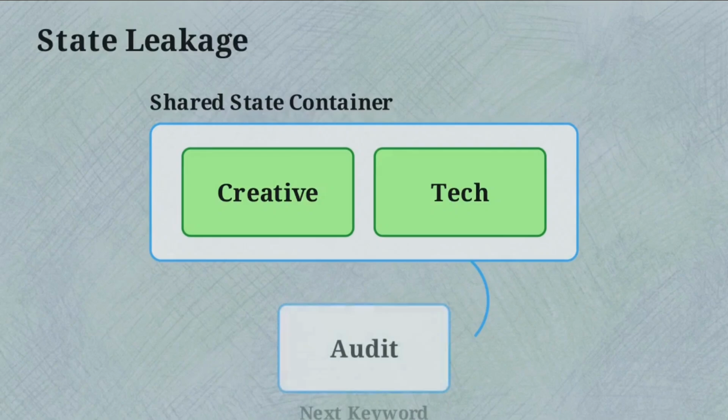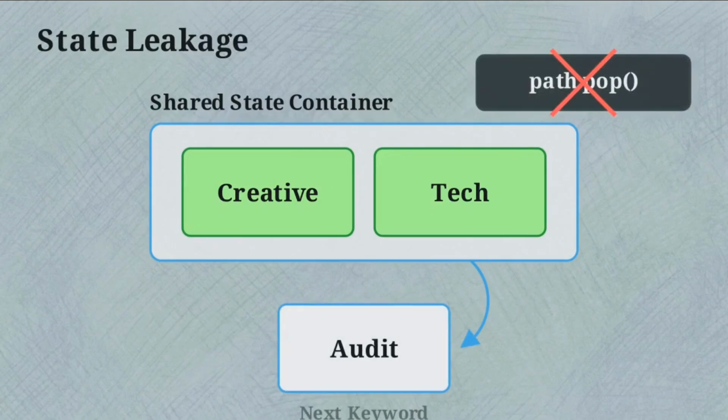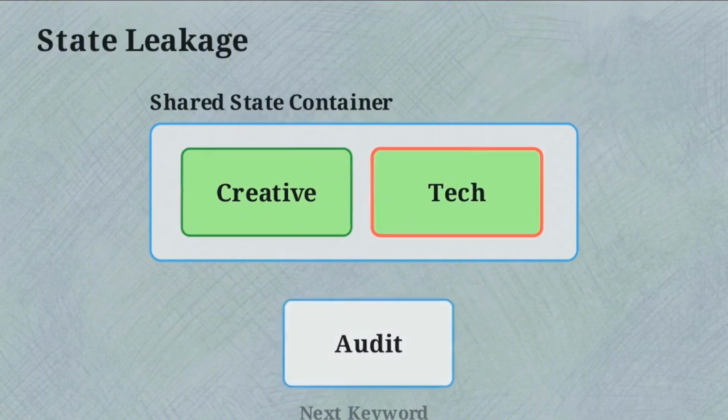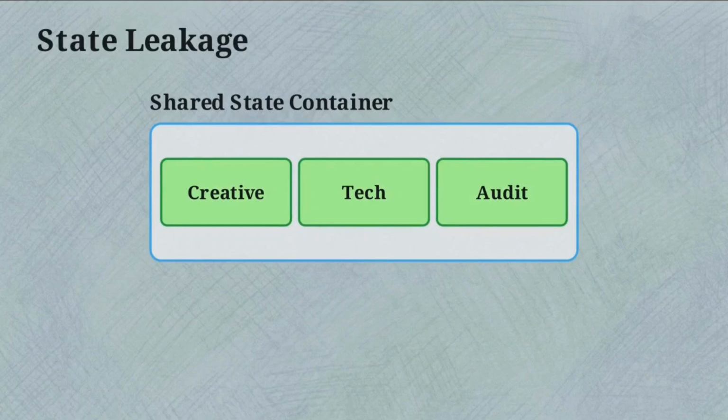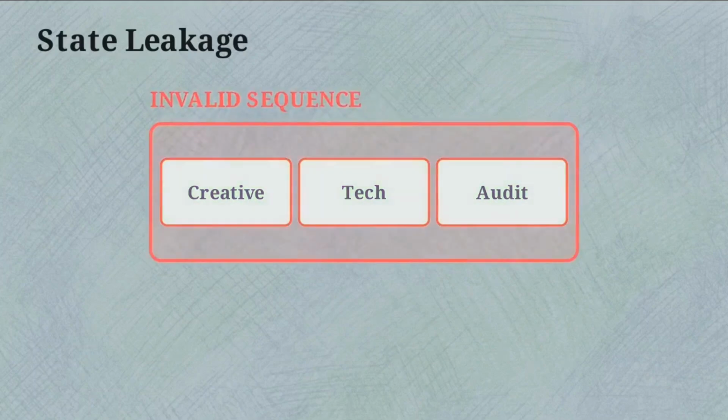When the code loops to the next keyword, what happens to our container if no cleanup is performed first? Old choices permanently mutate the shared state and bleed directly into new branches. The word audit crams in alongside tech, instantly poisoning our array with an invalid sequence. This specific bug, known as state leakage, triggers 0 compiler errors. Your program will run silently and output completely invalid permutations.